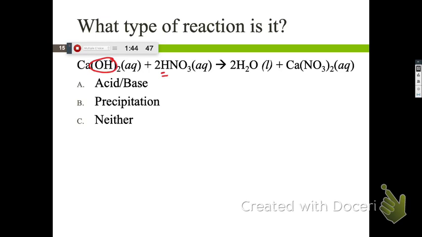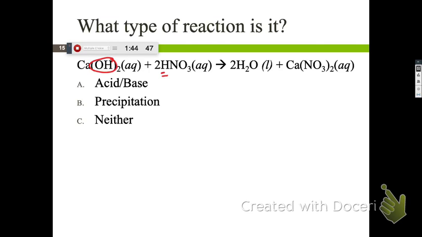Remember I said before HOH when I showed you water, and you're like, it's not going to separate because it's covalent. Well, we're going to need to look really carefully at our reactants and see if any of them have a polyatomic ion. There's a reason you have to memorize those, because it's really valuable to recognize them.